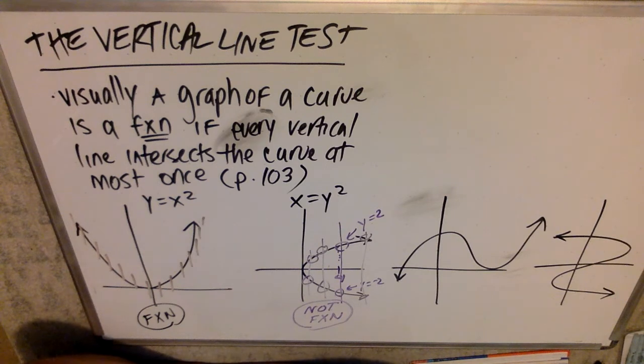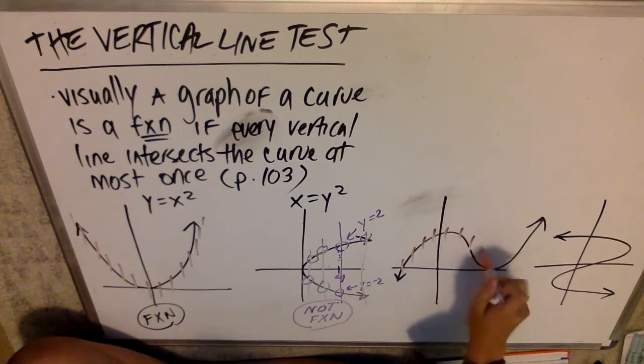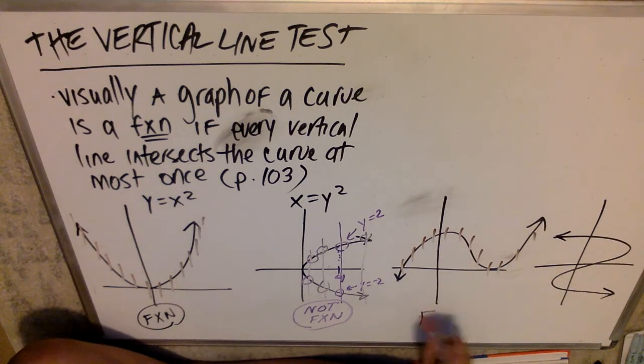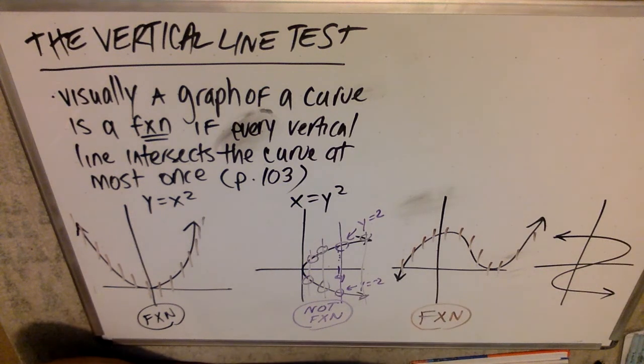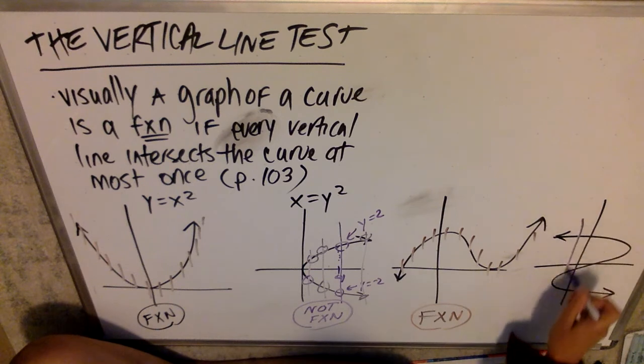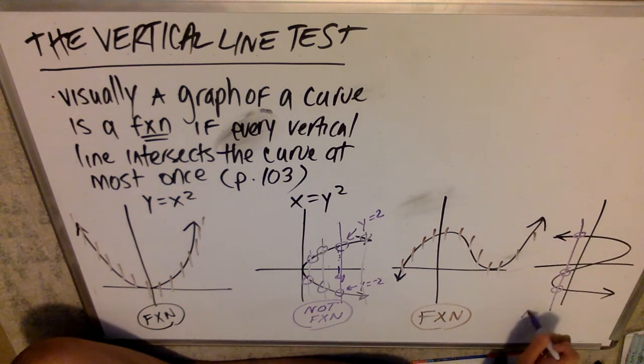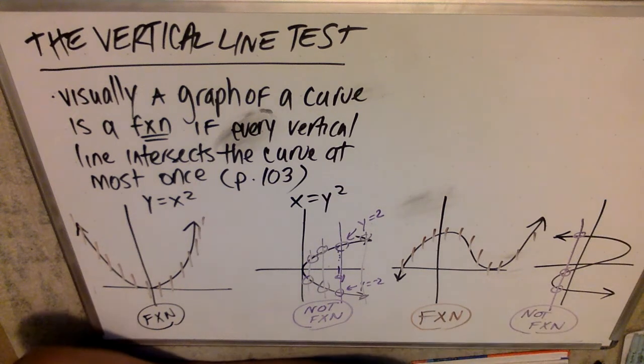So if we try this one, all my vertical lines only hit once, so that's a function. Boy, I've really killed this orange marker. And then if I try this one, just pick any spot. This x value right here has three possible outputs. So that is definitely not a function, because one input has three possible outputs. So that's the vertical line test.